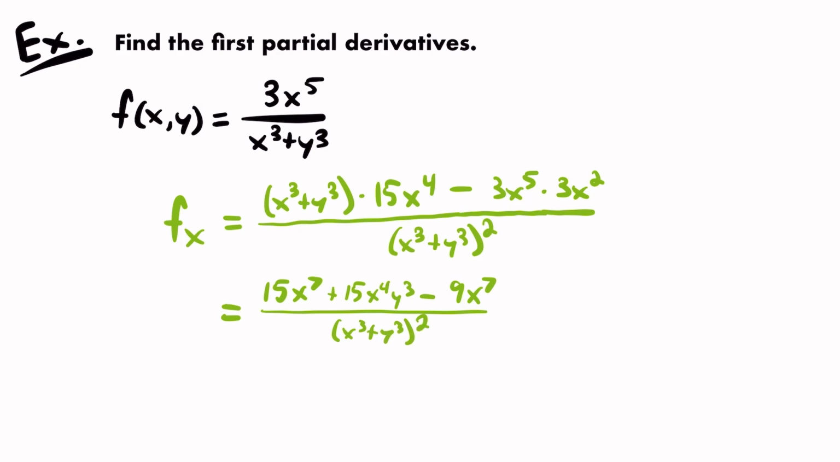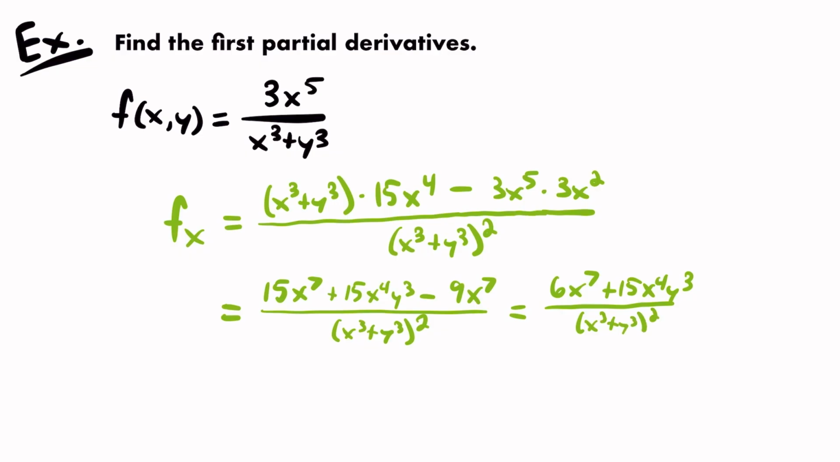And then we do have like terms up top. 15x to the power of 7 minus 9x to the power of 7 can be simplified to be 6x to the power of 7. So next up we have 6x to the power of 7 plus 15x to the power of 4 times y cubed, divided by x cubed plus y cubed, squared.